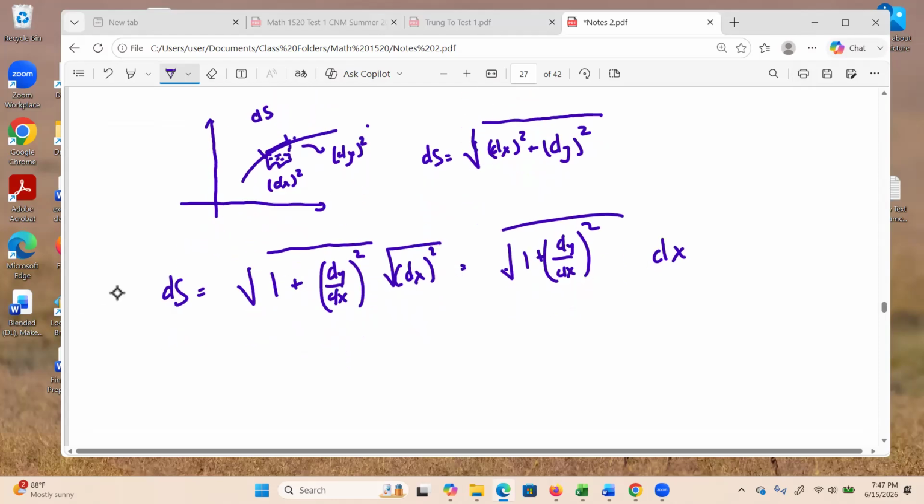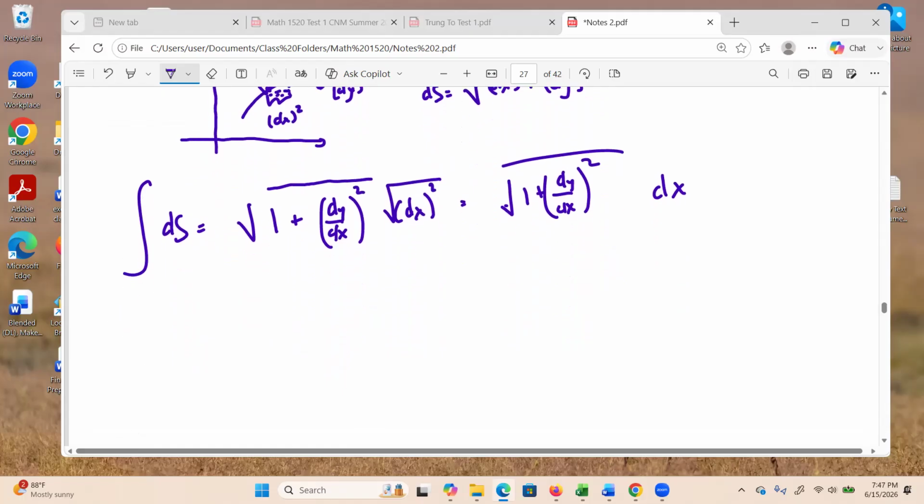In order to get a lot of arc length, we're going to sum up all of those parts with a giant S for summing everything up, which is of course our integral. So S is equal to the integral of ds, which is the integral of the square root of 1 plus, what's another way to write dy by dx? f prime of x, of course. So we have the square root of 1 plus f prime of x squared dx.